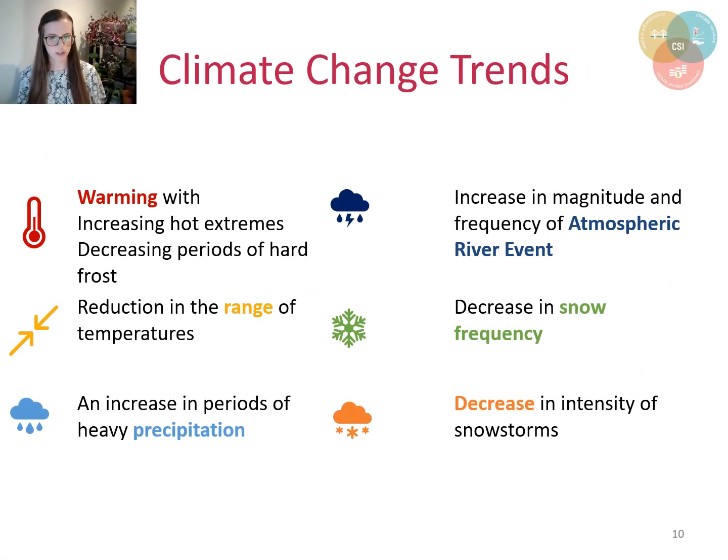So to start, when they were thinking about what climate change was actually looking like on this system, they found that there was changing with warming, so increasing hot extremes and decreasing periods of hard frost. There was a reduction in the range of temperatures. There was an increase in periods of heavy precipitation, and an increase in frequency and magnitude of atmospheric river events. So this is a specific type of storm that occurs in this region of Canada due to the high mountains and the coastline. They also saw a decrease in snow frequency and a decrease in the intensity of snowstorms.